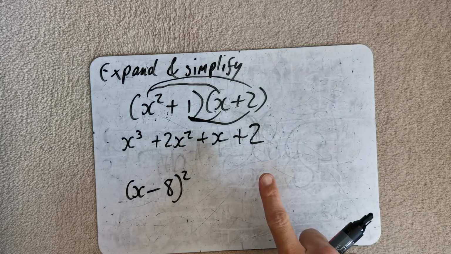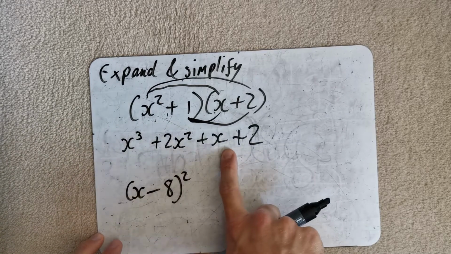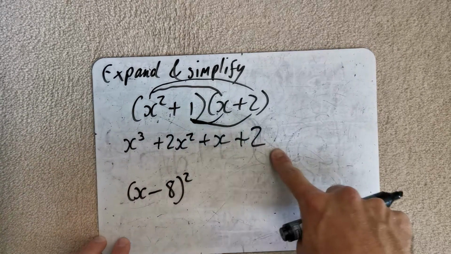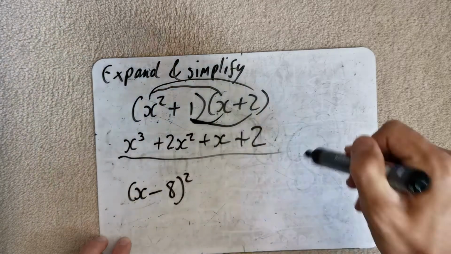Can this be simplified? No, it can't, because we've got an x cubed, an x squared, an x, and a number on its own. We cannot directly add those together. That stays as it is. That is fully simplified. That is our answer.